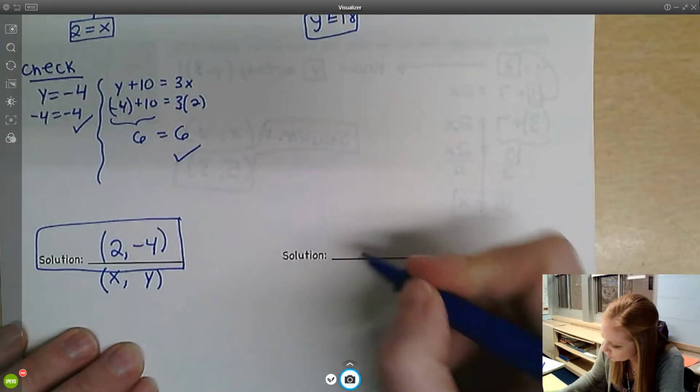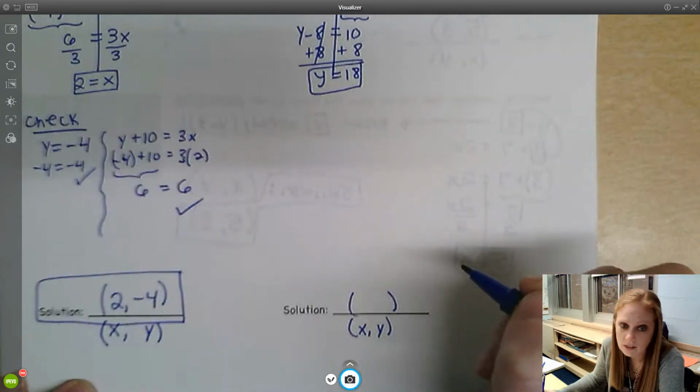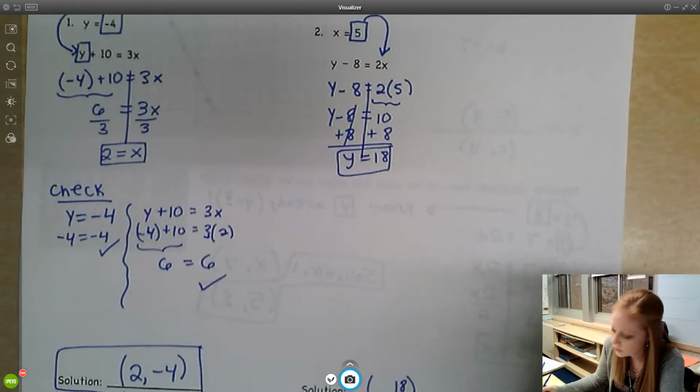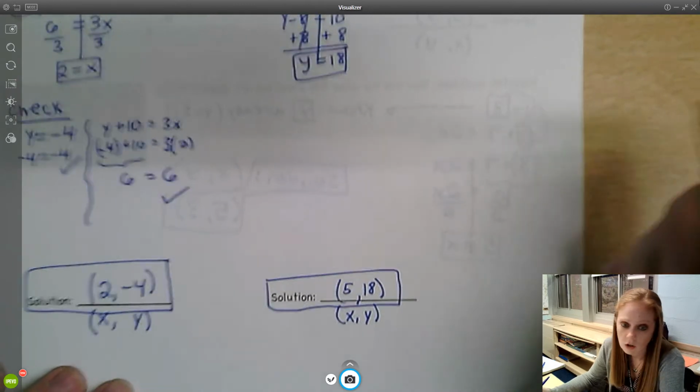All right, let's remember how to write our solutions. Every solution goes x comma y. We just figured out that the y was 18, and the x they gave us at the beginning in the first equation was 5. So our solution is 5 comma 18. All right, check it.